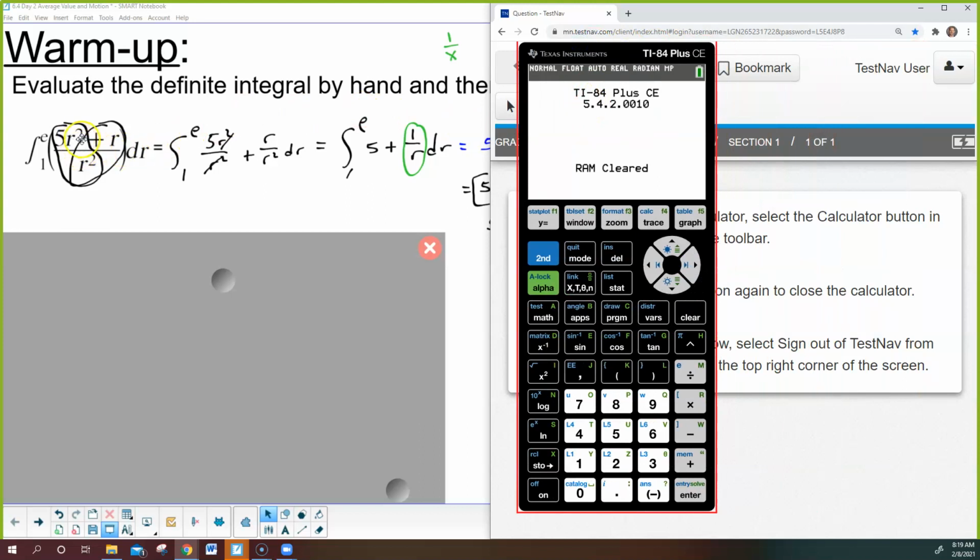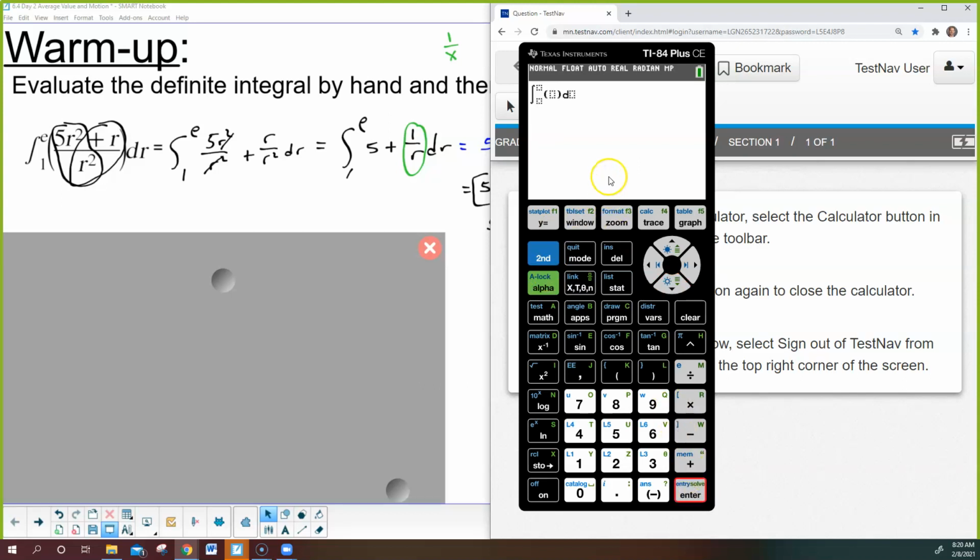So what I'm going to do is I have an option. I can plug in the original problem, or I can plug in any of its algebra equivalent expressions. But to do this, and again, you should have watched the video last week, Wednesday. It showed you how to do this, but you hit the math button. And then you go down to option 9, and that's the finite integral. Okay? Once you do that, you hit enter.